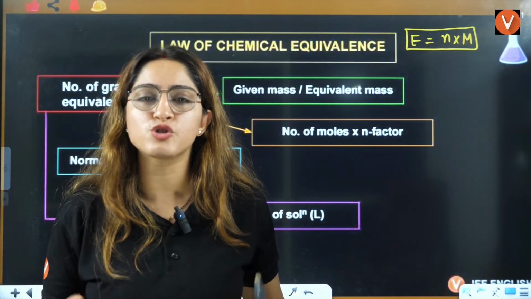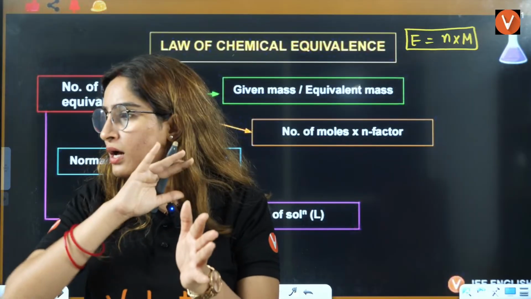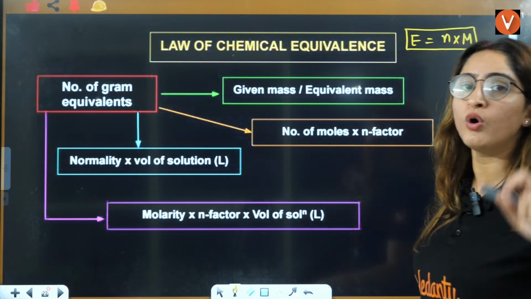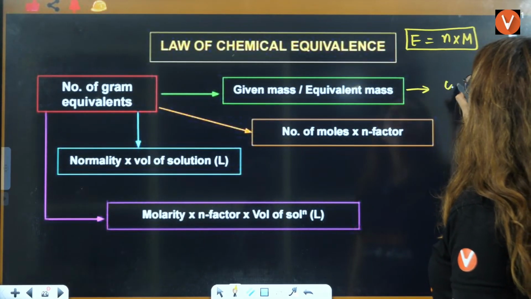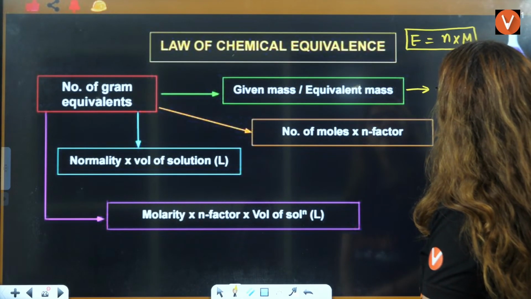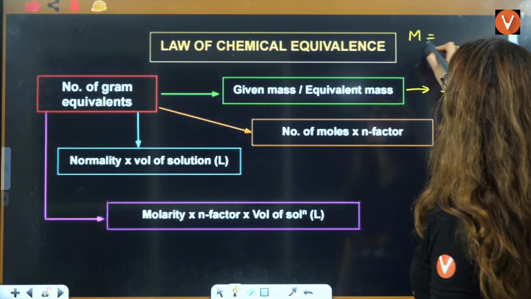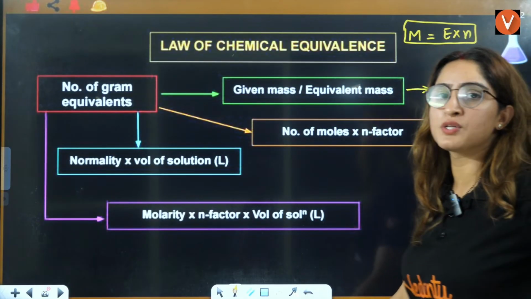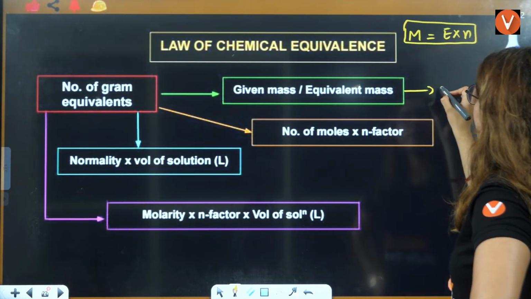Today, I'll teach you some questions based on it, but the law of equivalence is not just this. We'll also study it in detail in redox reactions, so some part we will study here and some part there. Now, equivalent weight is equal to molecular weight divided by n, where n is the valency factor. Wait a minute, my bad: molecular weight is equal to equivalent weight into n factor. So if you put this here, with the given mass represented by W.